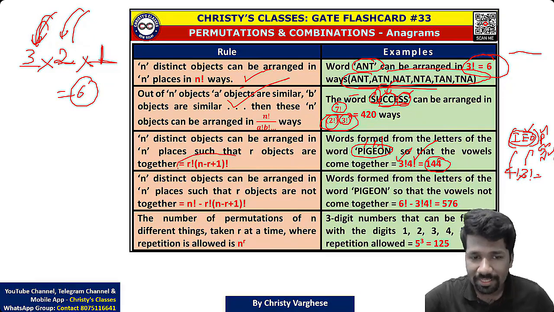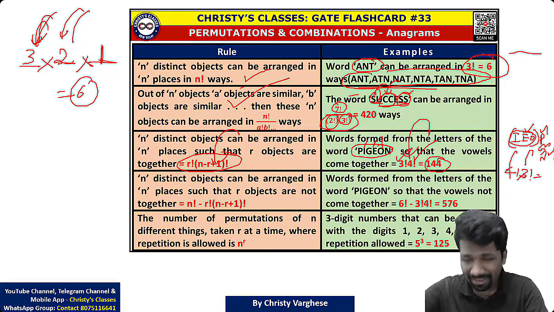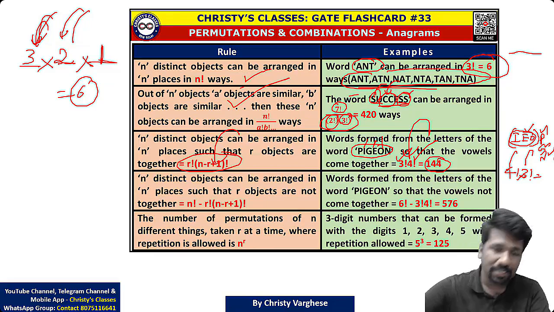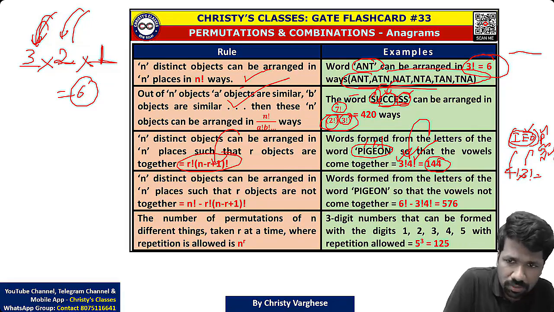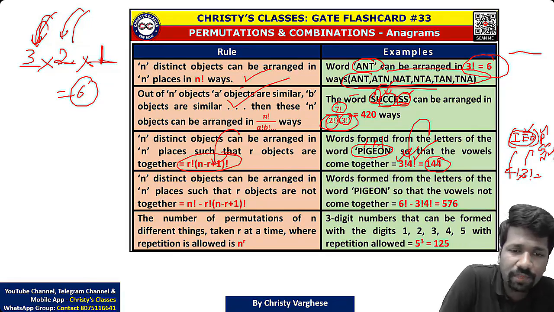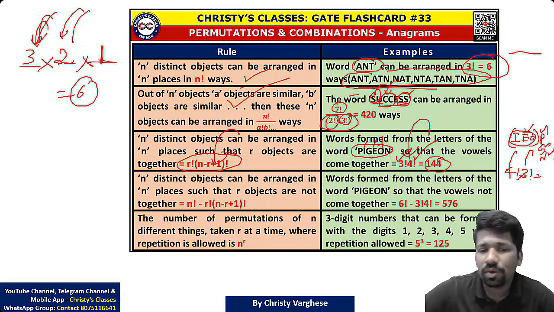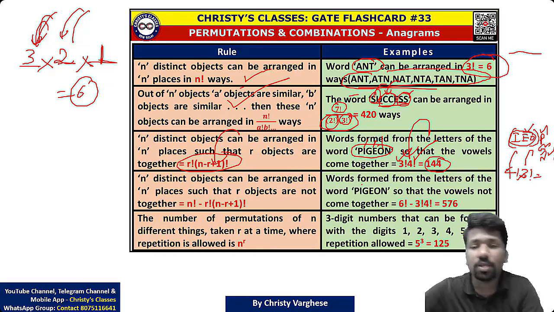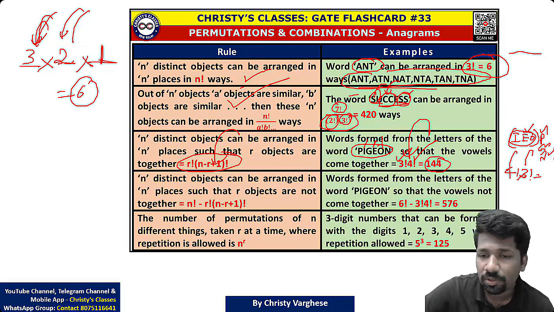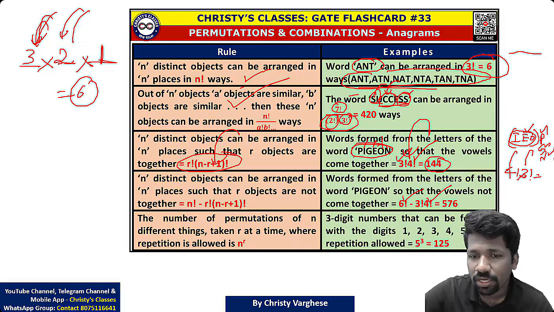This has been represented mathematically, but rather than representing it like that, it is easier to understand by taking a practical example. Is it clear to all of you? So for vowels coming together or any few letters coming together, this is the theory you have to use. Now, if vowels are not coming together or any few letters are not coming together, you have to subtract this arrangement from the total arrangement. Total 6 letters is 6 factorial arrangements. From that, if you subtract this 144, you will get the answer. So 720 minus 144, 576 will be the answer.